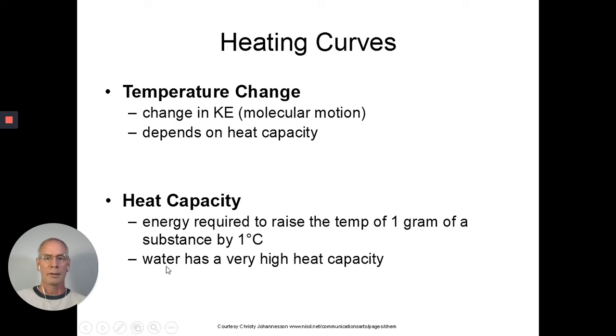Water is selected because it's a very common medium and it has an incredibly high heat capacity due to its hydrogen bonding. You don't need to know why at this point, but water takes a lot of energy to heat up as compared to something like a piece of metal. It heats up very quickly.